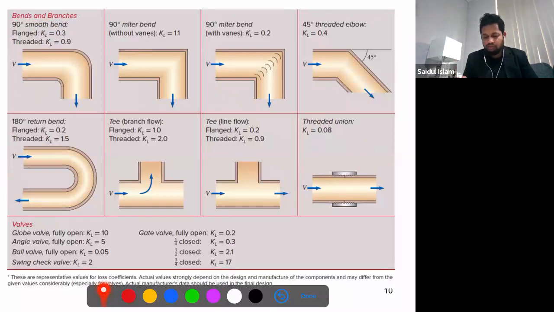So if you have some problem in the exam where you can see that you have all this arrangement, you can simply use these expressions. Here you can see, for the gate valve, when it's fully open, it is 0.2. If you have a gate valve, let's say 1/4 open, half open, 3/4 closed, then this is the minor loss coefficient. And you look here, when it is fully open, it is only 0.2. When 3/4 is closed, you see it's 17.